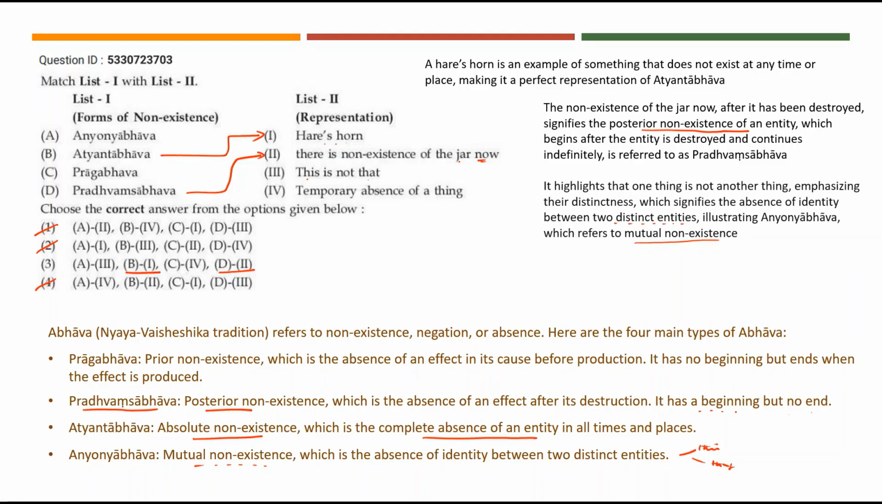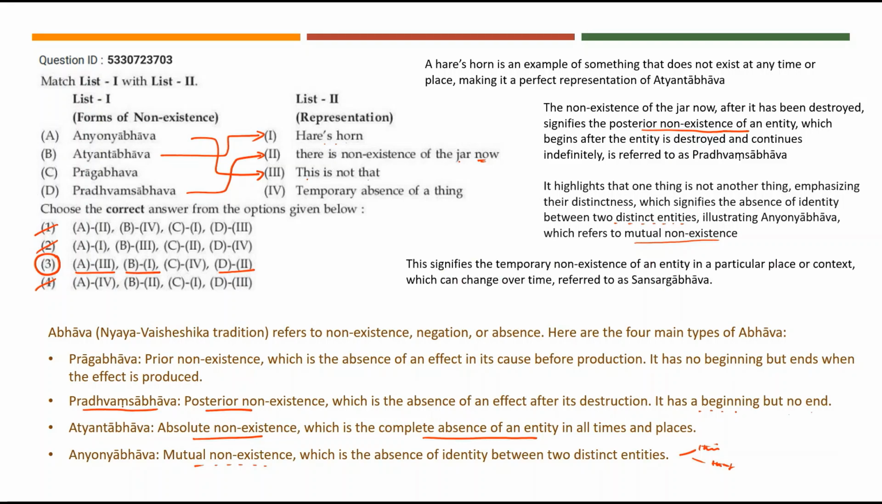Just based on two unknown things, we are concluding that this is not that. So here we can map A to 3. So from here we can mark option number 3 to be the right answer. All these three options are right. So we are going with option 3. Option C is actually mapping to the wrong representation.